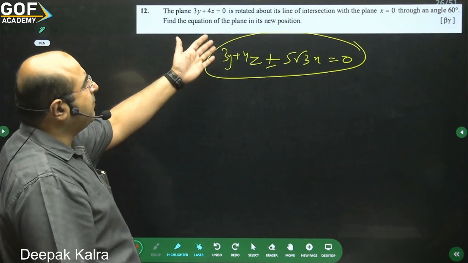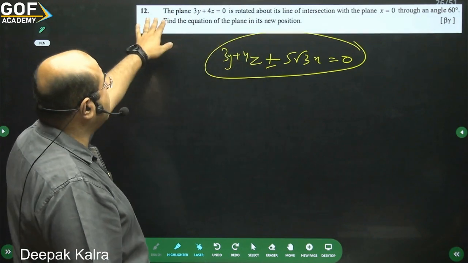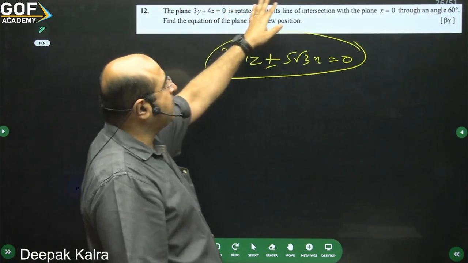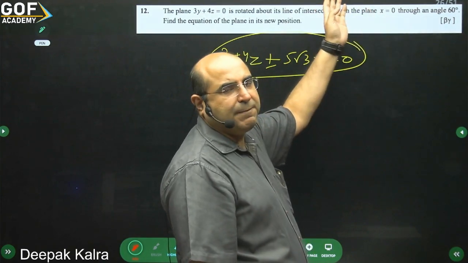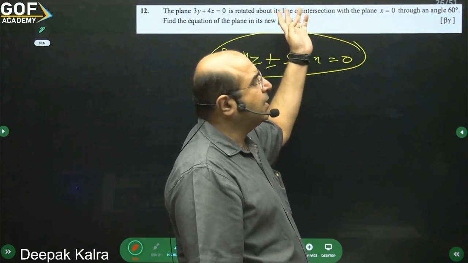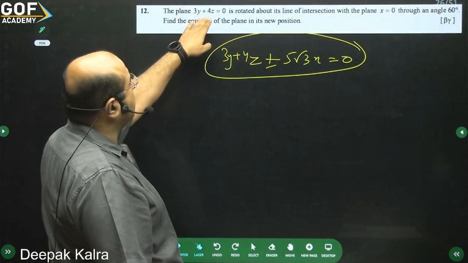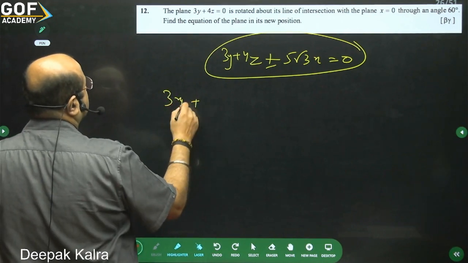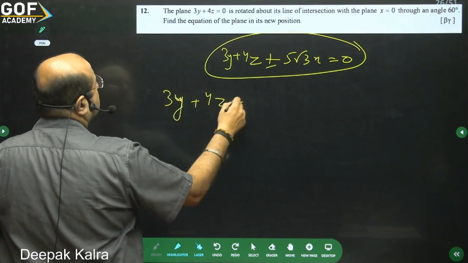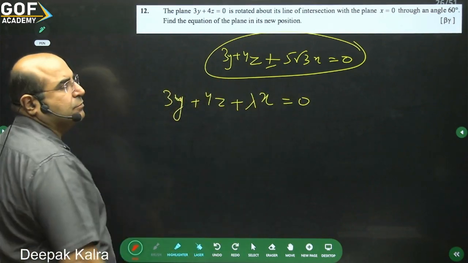This is to be done by an easy way. Just a family of planes concept you can apply. But they are saying this plane is rotated about the line of intersection with this plane. So family of planes passing through the intersection of these two is there, making an angle of 60 degrees with the given plane. So you write 3y plus 4z plus lambda times x equals 0. P1 plus lambda P2.